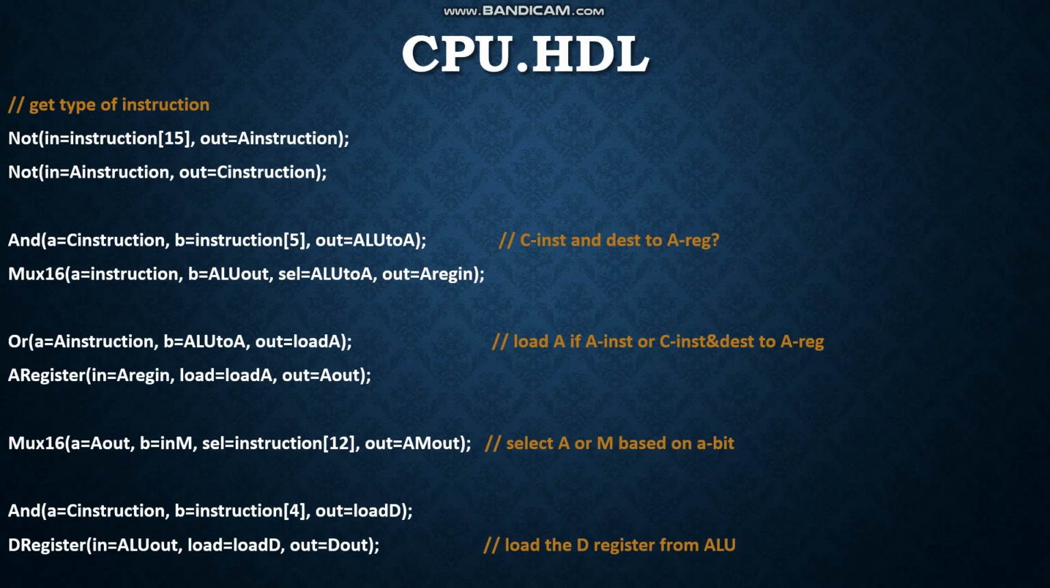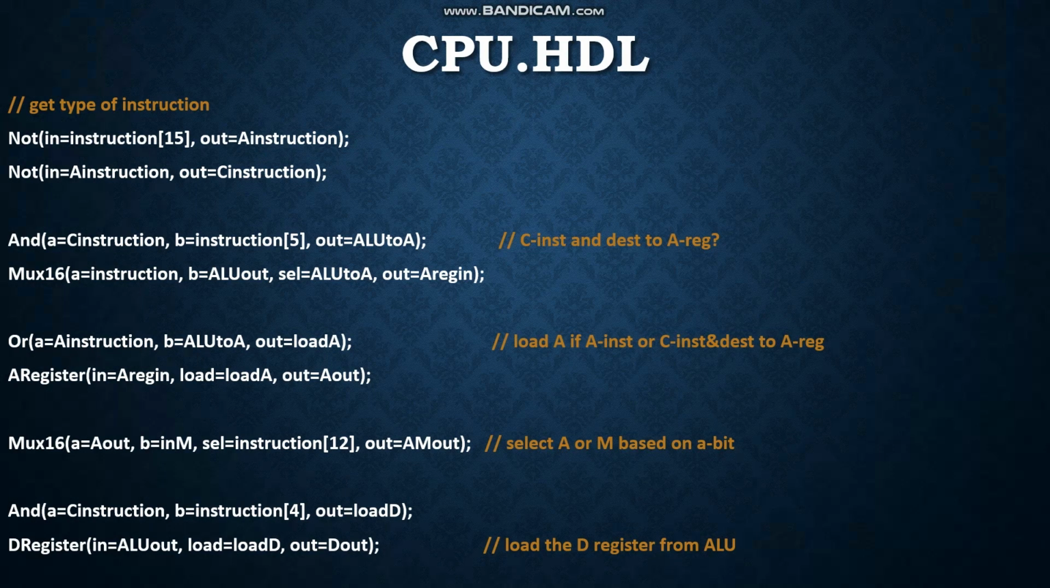The 7th line, the mux16, selects either the A register output or the M input based on the A bit of the instruction. So it chooses between the A register output, A out, and the memory input M, based on the 13th bit of instruction, storing the result in A M out.